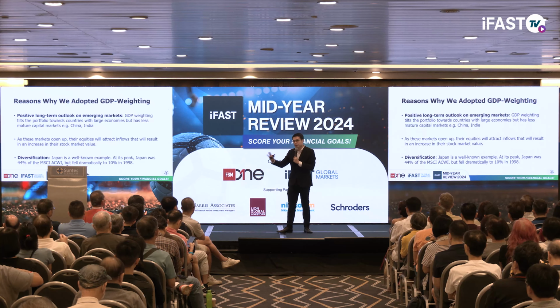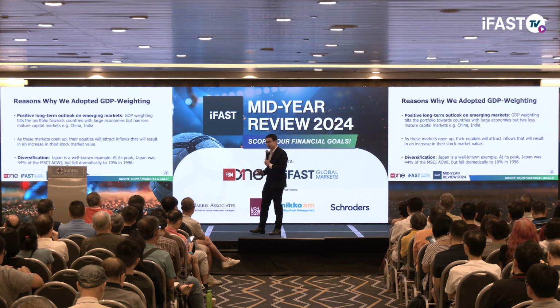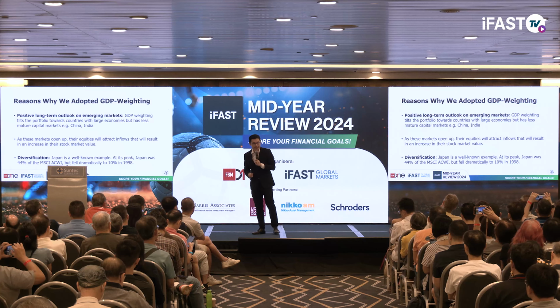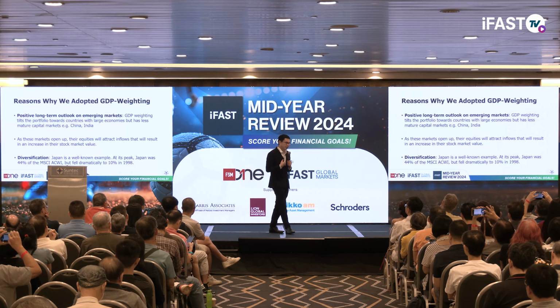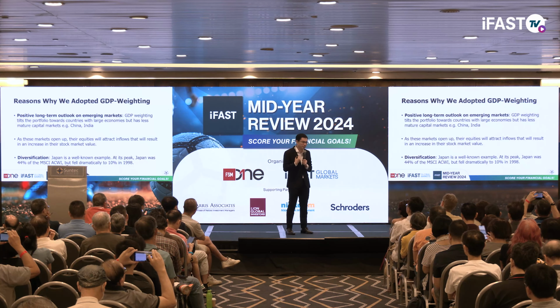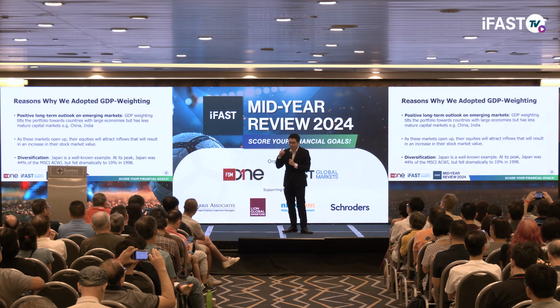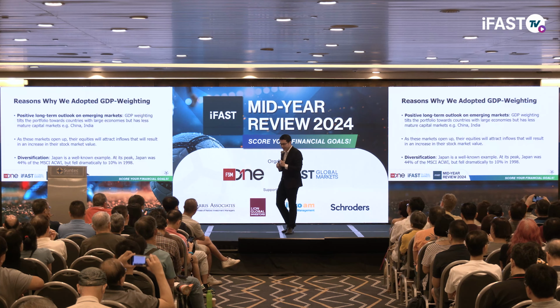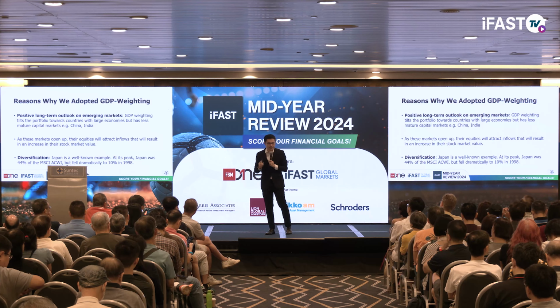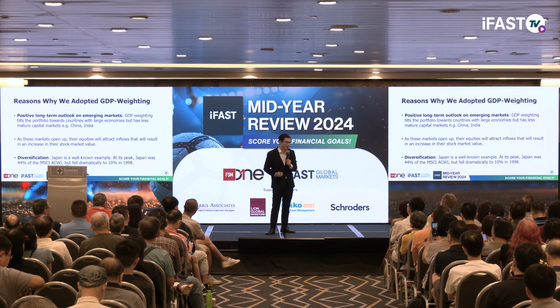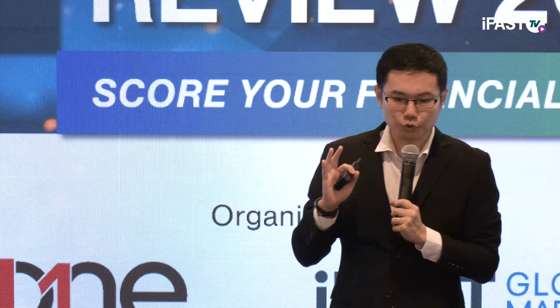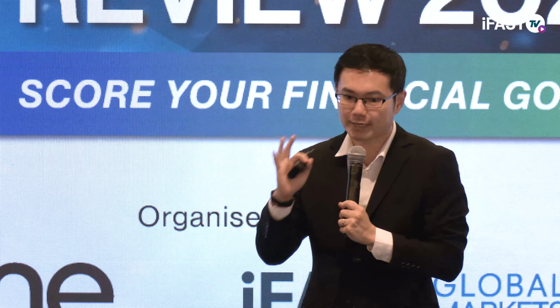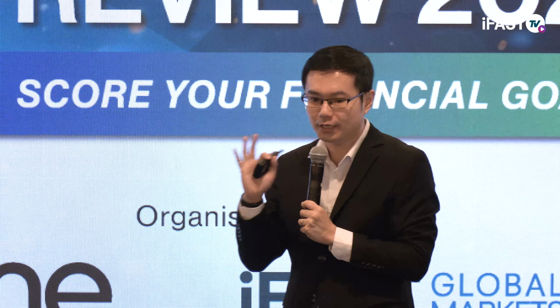Now, before I go into the reasons why we are shifting away from GDP weighting, I just wanted to share with everyone some of the reasons why we even adopted GDP weighting in the first place. So one of the primary reasons why we adopted GDP weighting for our portfolio strategy is because we had a positive long-term outlook on emerging markets. So if you do your portfolio based on a market cap weighting, your portfolios will mainly be invested in developed markets with very little exposure to emerging markets.